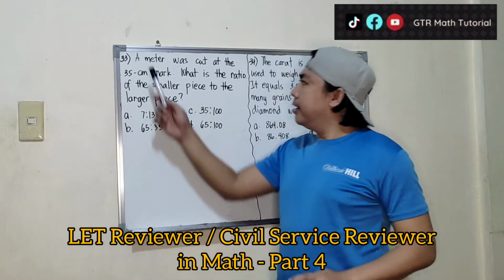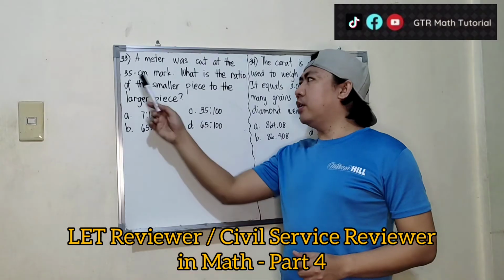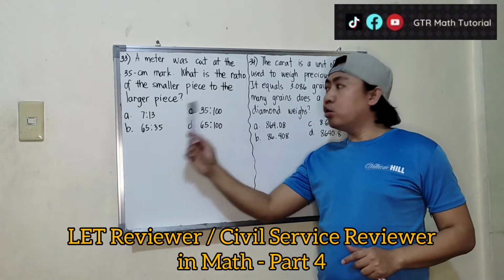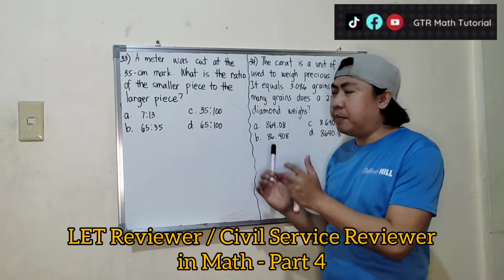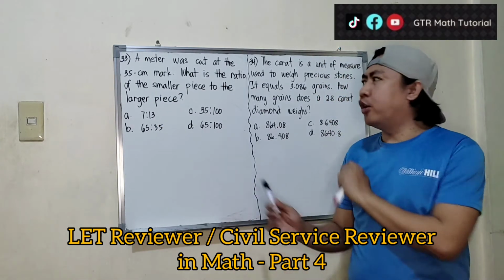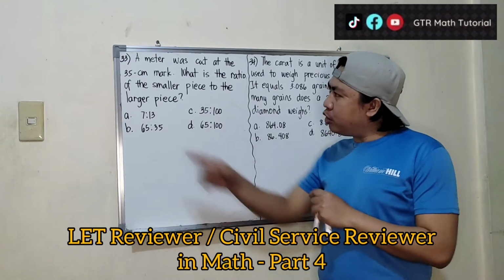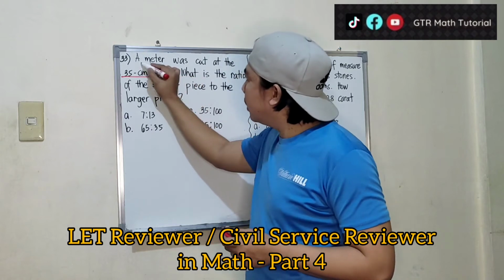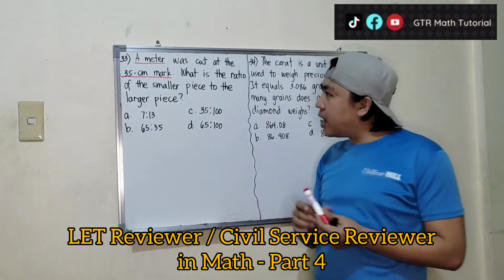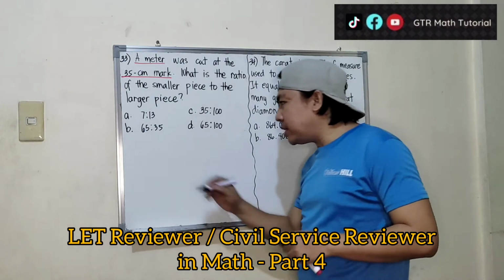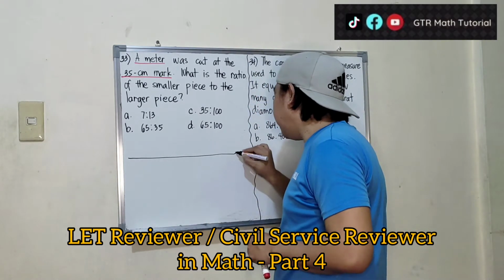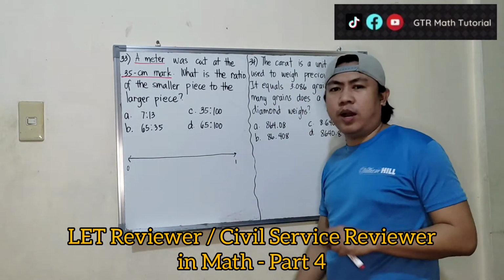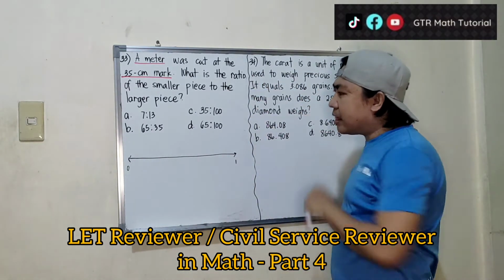Okay, number 33. A meter was cut at the 35 centimeter mark. What is the ratio of the smaller piece to the larger piece? So, medyo simple lang itong 33 and 34. So, kailangan lang, alam nyo ano ba, ilang centimeter ba dito sa meter? A meter was cut at the 35 centimeter mark. O, lagyan lang natin. Ito yung 1 meter, so ito yung 0, ito yung 1. So 1 meter cut at the 35 centimeter.